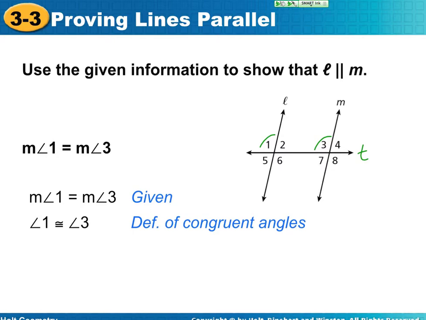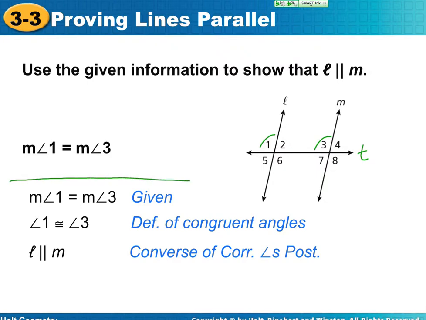So what can I conclude? L is parallel to M, and what's the reason? Converse of the corresponding angle postulate. It's kind of like a little proof here. Maybe we should set it up more formally with our steps so we know what's going on.